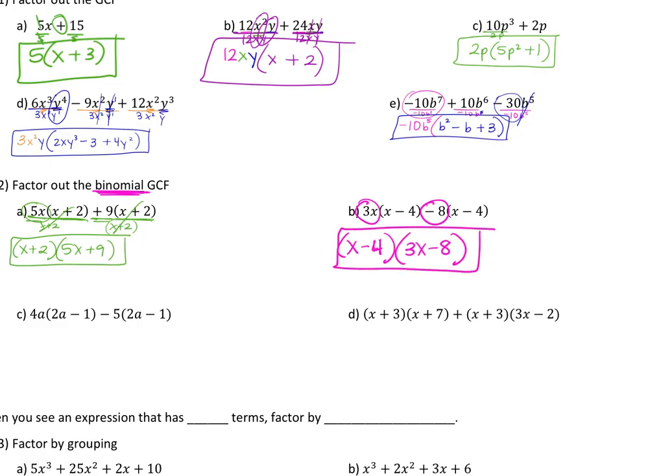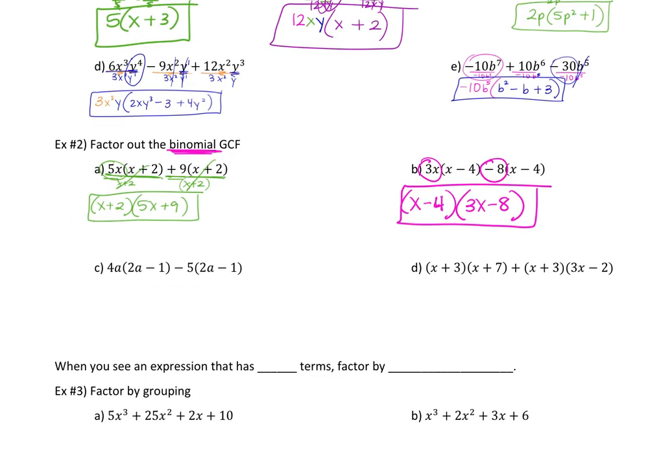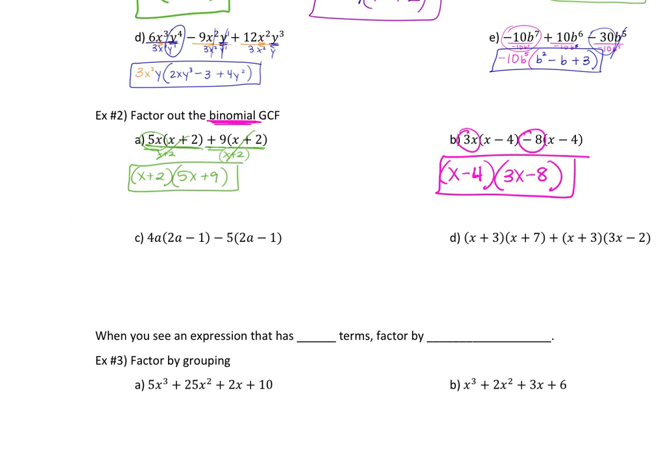Okay, so factor out the binomial, the x minus 4, and then write what you're left with as a new binomial. Okay, so you write out C, how you think you should write that. Side note, if you flip-flop those, if you wrote 3x minus 8 times x minus 4, it's okay, right? You can reverse the order. It's multiplication. Multiplication is commutative.